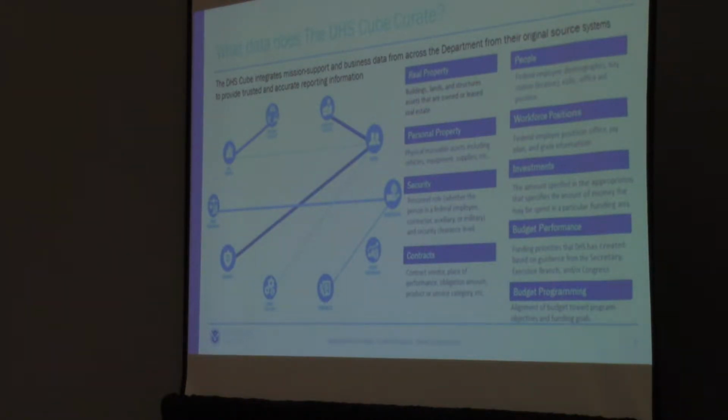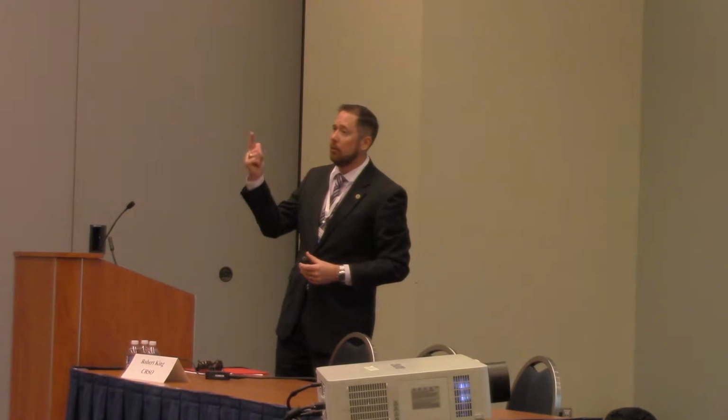Our workforce is obviously very important. Two of our top expenditures in this department are our salary and benefits dollars and our rent. Our investment data, which we'll talk a little bit more about, covers budget performance and budget programming. We've got a backlog of four or five other functional data sets, like grants, that we're still trying to curate, standardize, and harmonize into our data model.